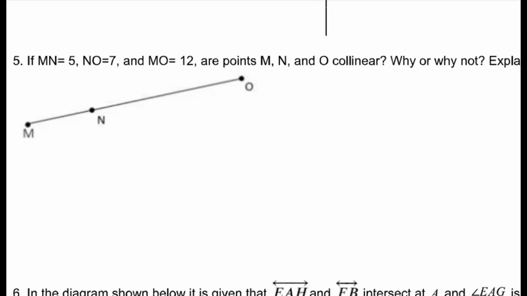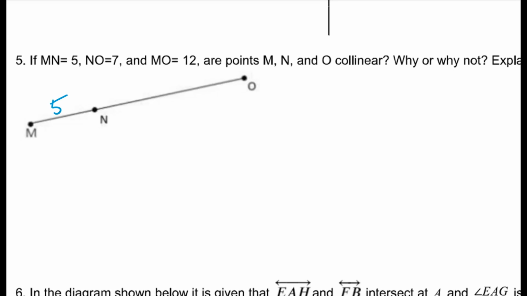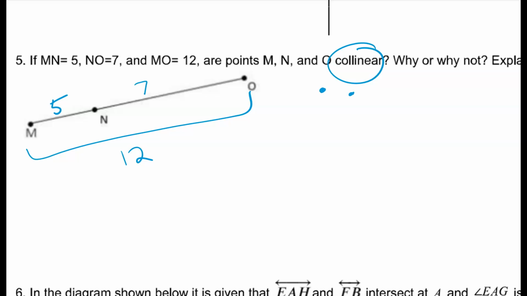Number 5. If MN equals 5, NO equals 7, and MO equals 12, are the points collinear? Why or why not? Explain. So remember, collinear points are just 3 or more points that lie on the same straight line segment. So we want to verify if MO is a straight line segment that N falls on.